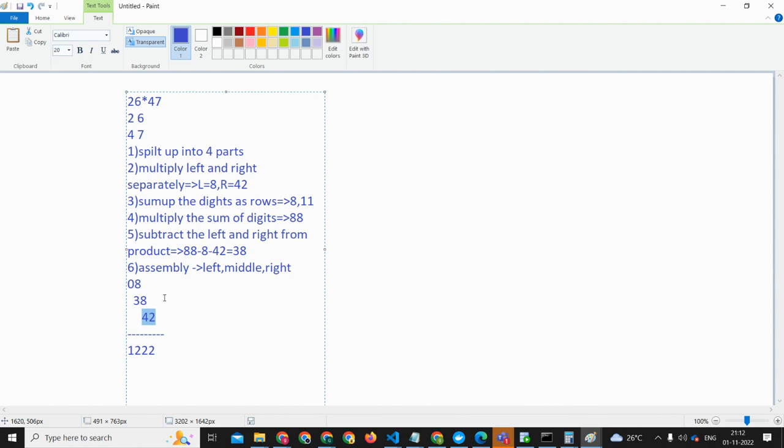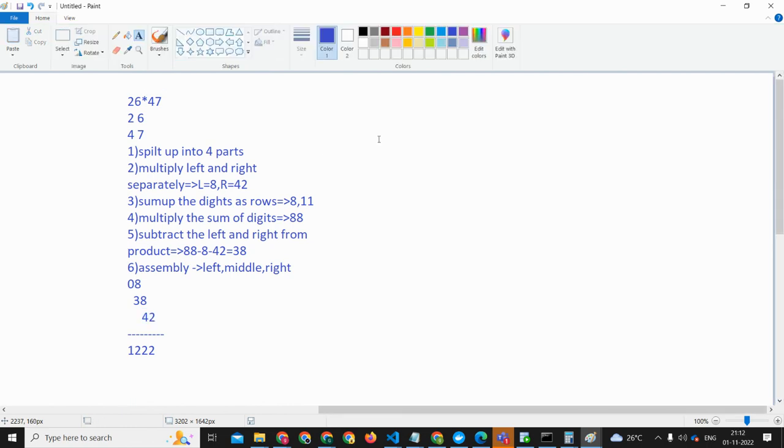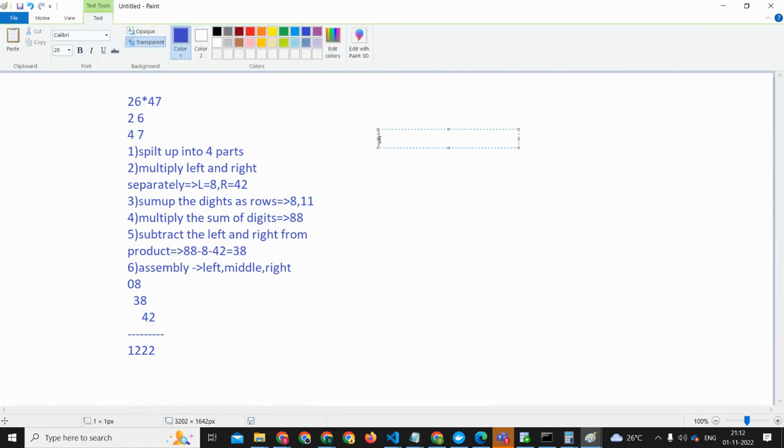Always take it as two digits, or whatever the largest is, you always take it like that. That will be easier to arrange, because the largest among these partial products is of two digits. So we'll take the single one as 08, to make it easier.